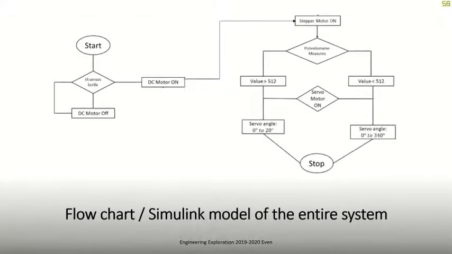The flowchart or signaling model of the entire system. The flowchart will explain the working of the model. When you start, IR sensors help to sense the bottles and the DC motor is on. The stepper motor is on. The potentiometer will measure the diameter. It measures the different types of diameter. The servo motor will help to separate the bottles based on their diameter and the process will stop.